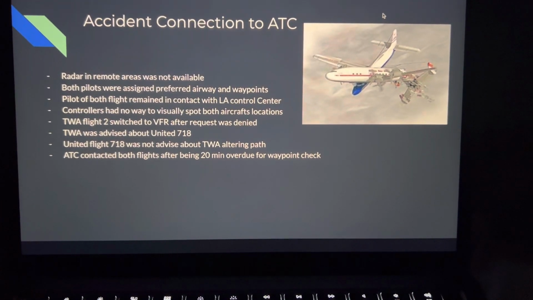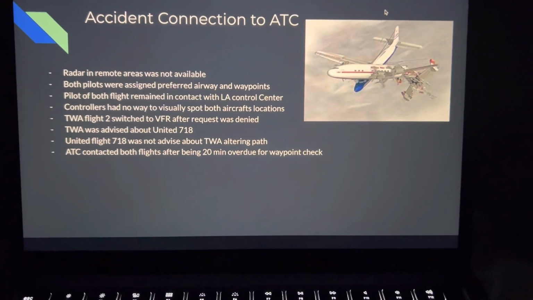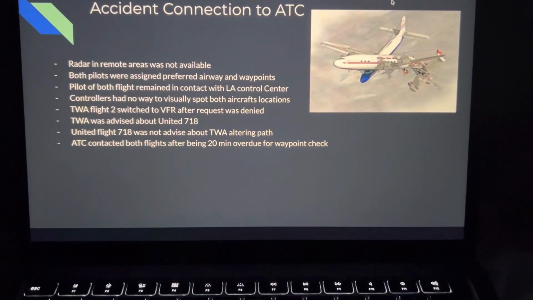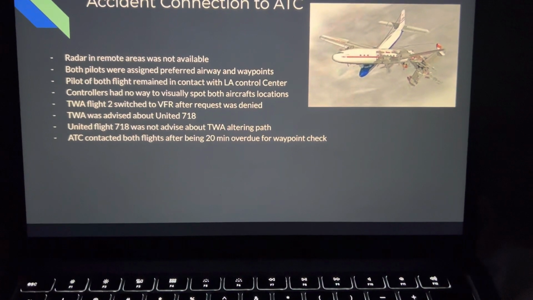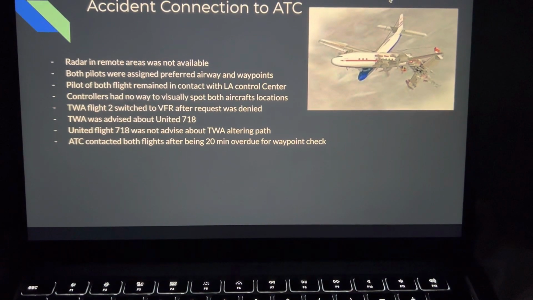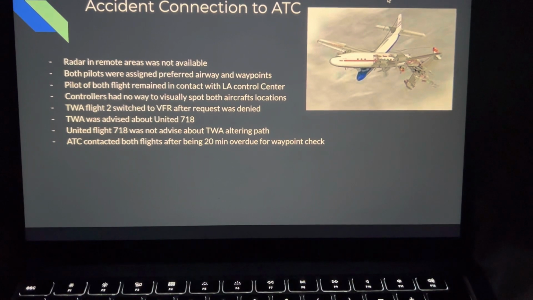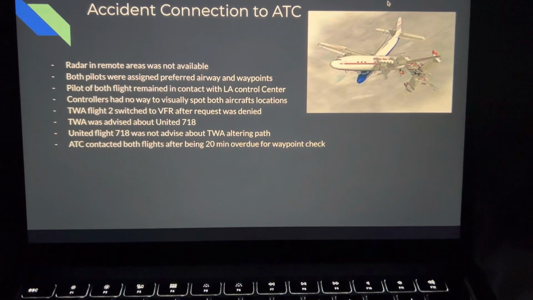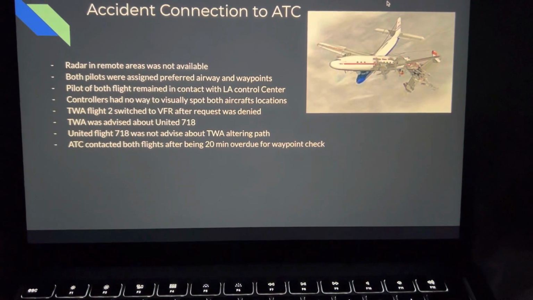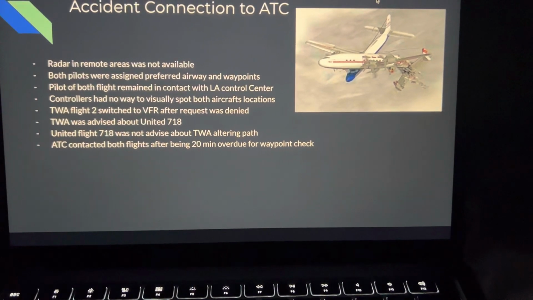TWA Flight 2 switched to VFR after its request was denied, which was obviously a cause. The TWA was also advised about United 718, but United Flight 718 was not advised about TWA altering their path, and ATC contacted both flights after being 20 minutes overdue for the waypoint check.